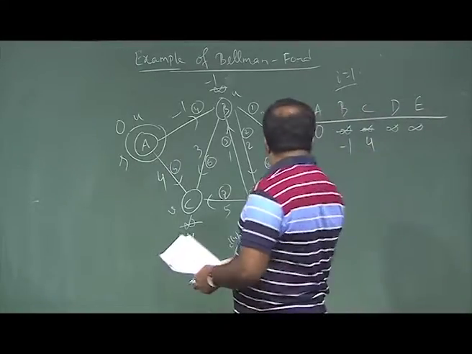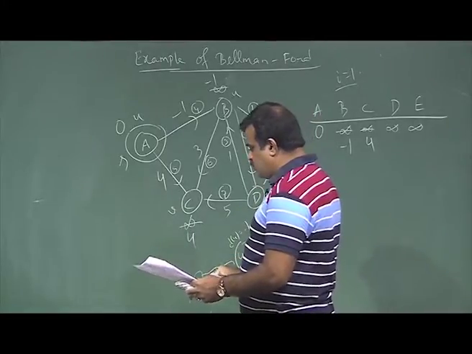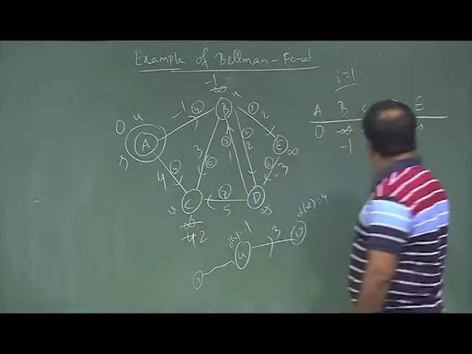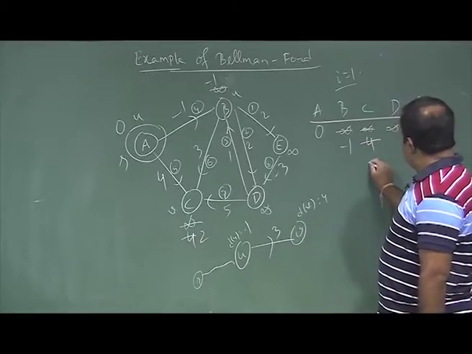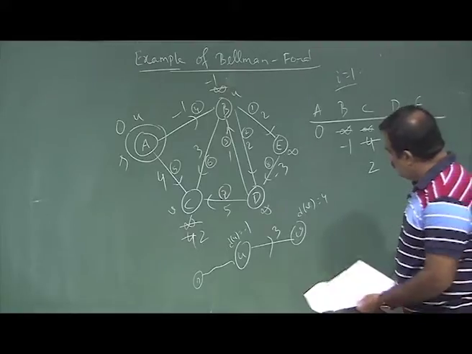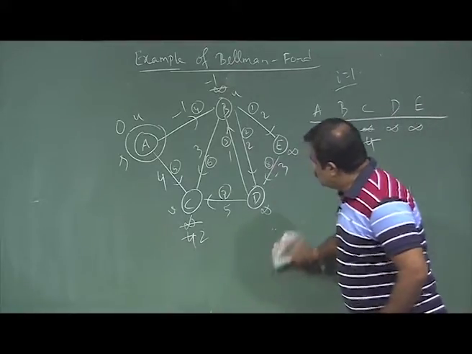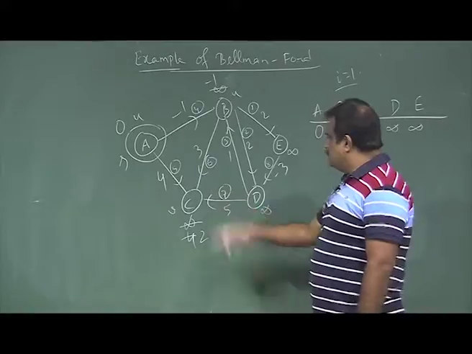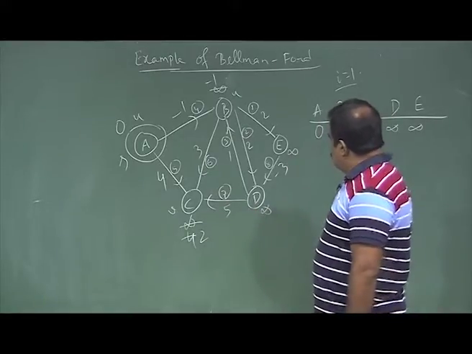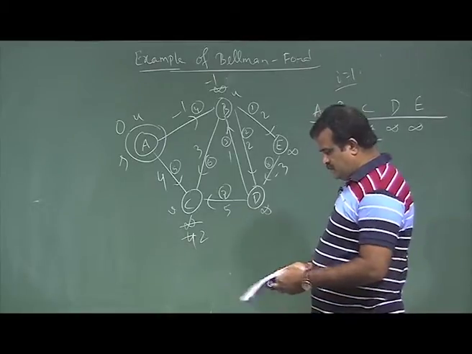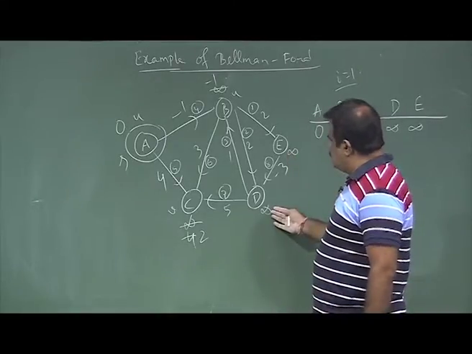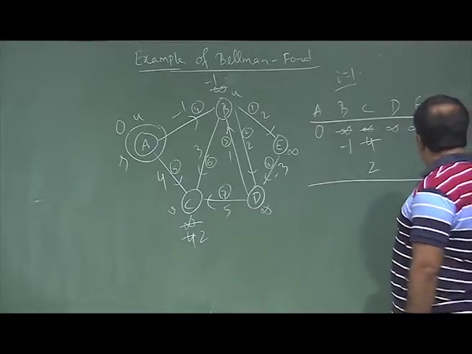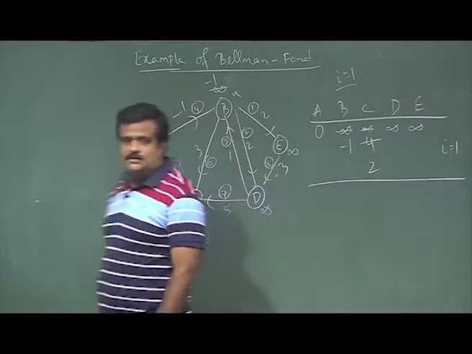We must relax this 4 to be 2, because that is the better path. So C has now become 2. This is the relaxation we are doing. So this is edge number 6. Now edge number 7. For edge number 7, this is infinity, so there will be no change. Edge number 8 also has no change, because this is infinity and this is infinity. So edge number 8, all edges are exhausted. This is for i equal to 1.